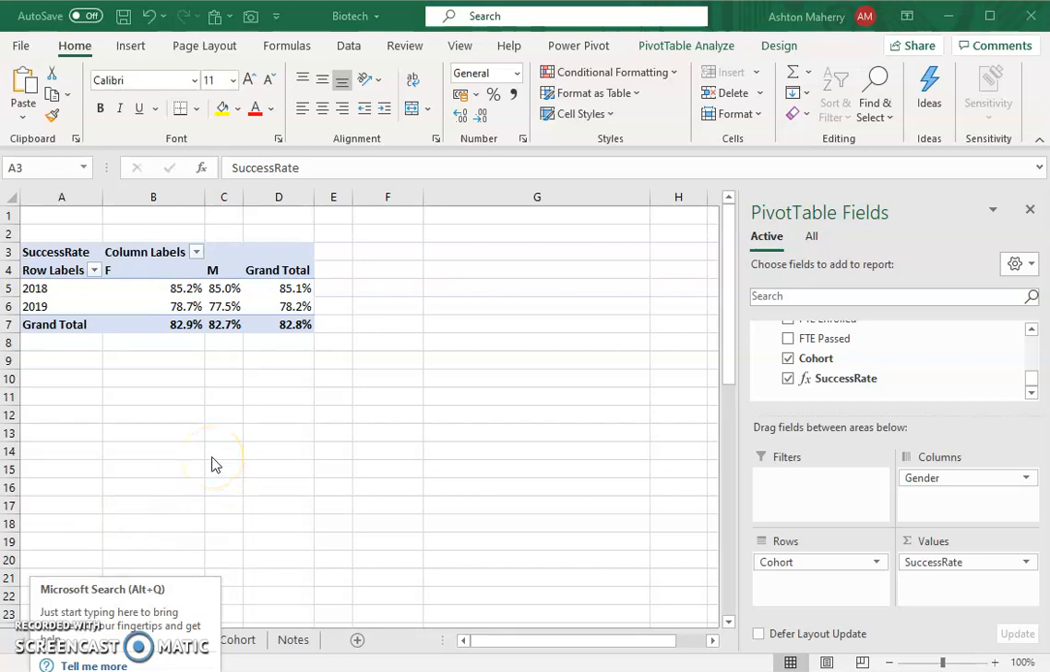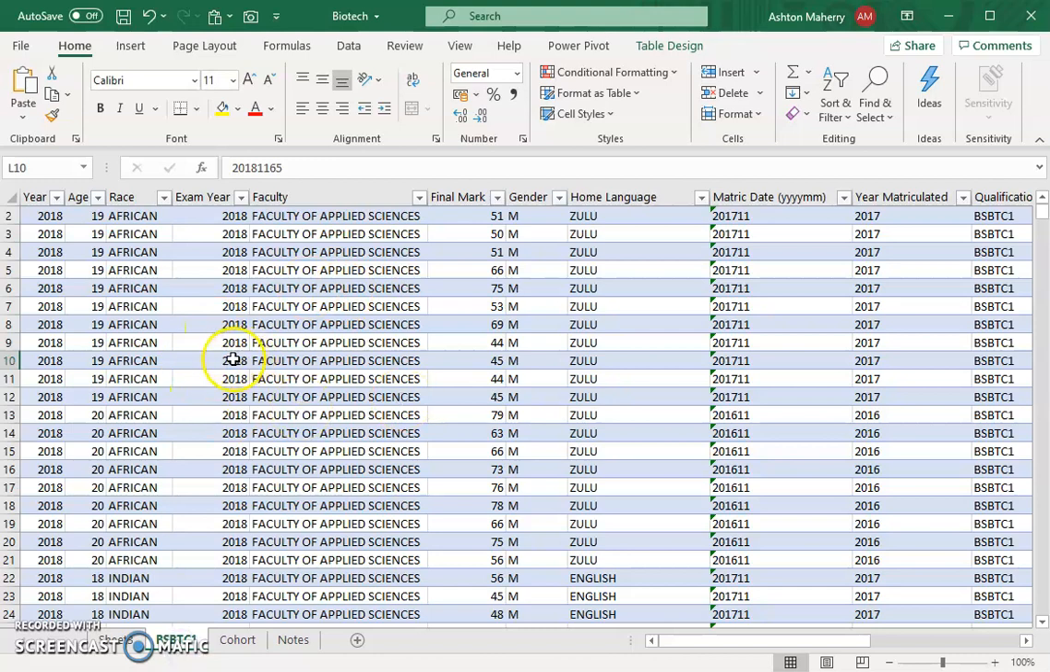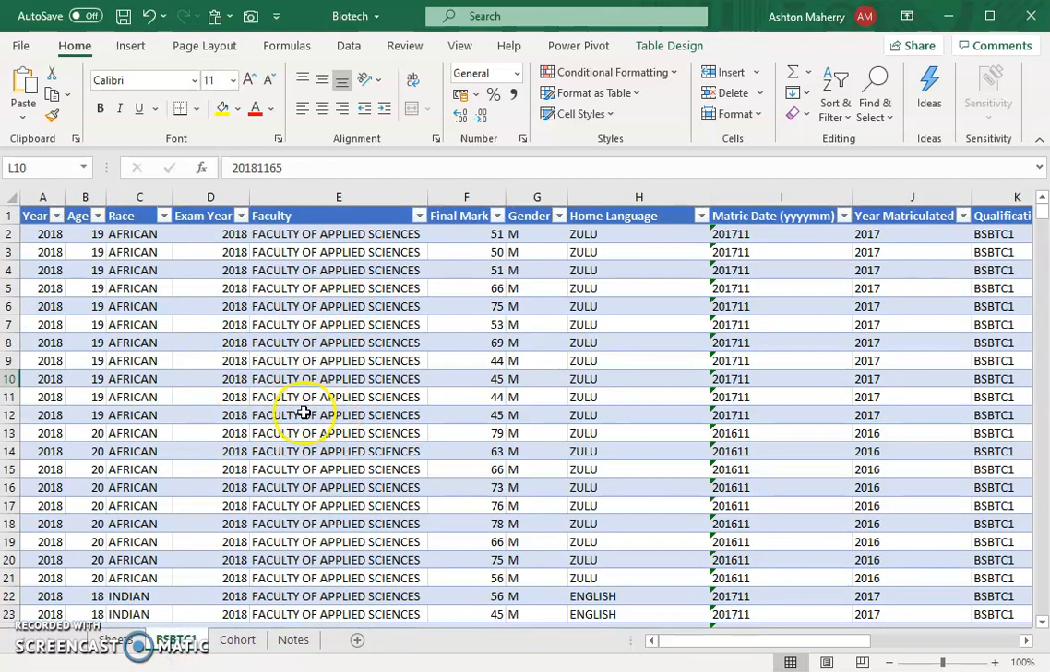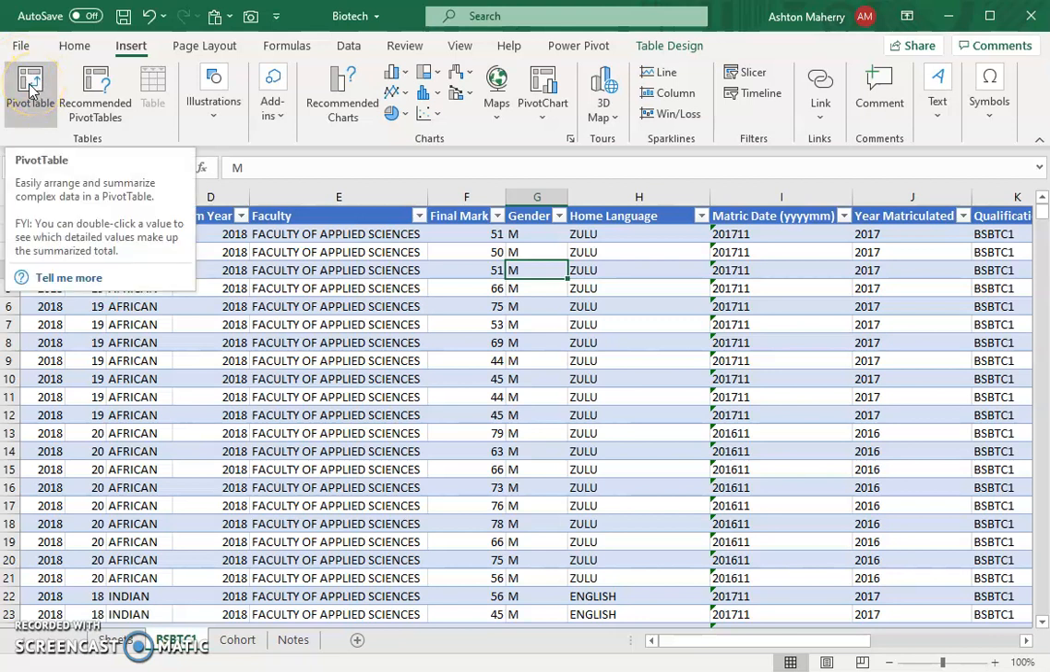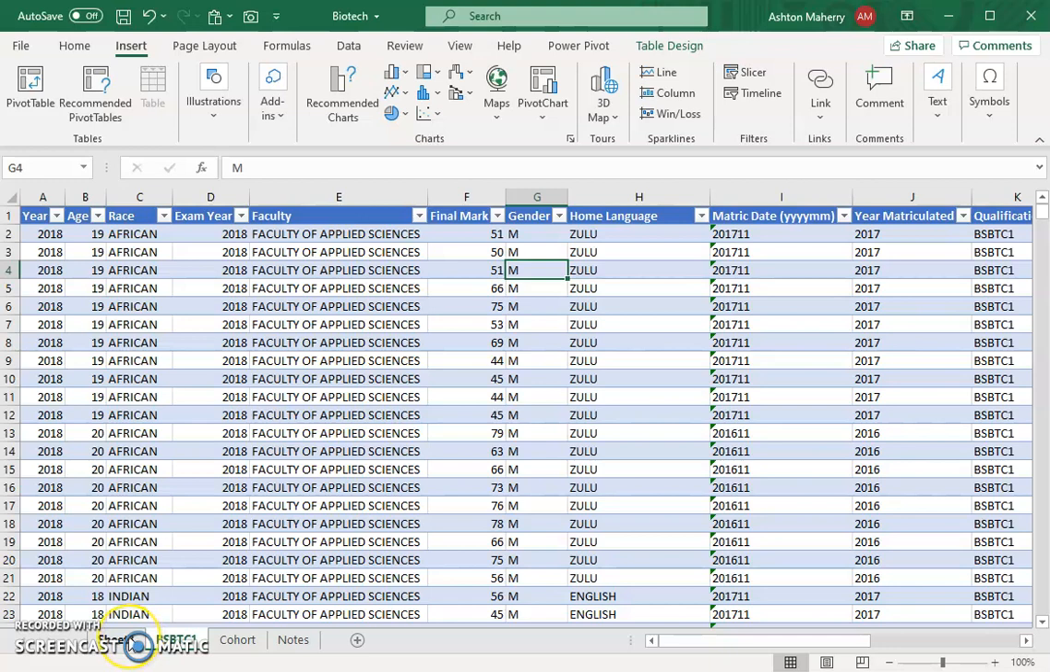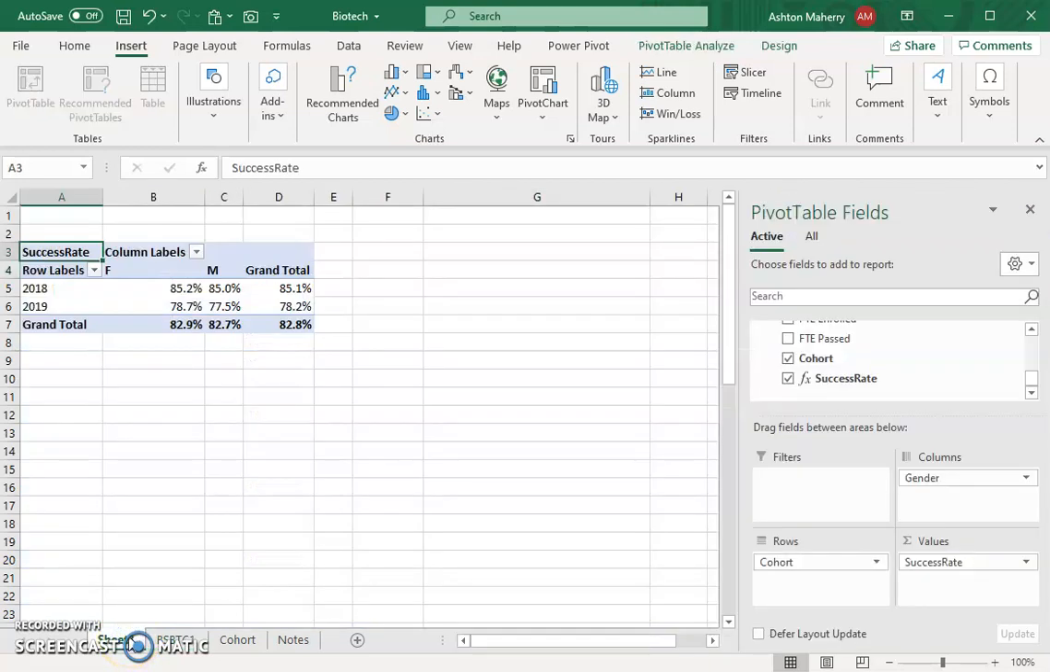So let us just remind ourselves of what we've gone and done. We had our data, we put it into tables, insert table. We then said we wanted to summarize it, and we said insert pivot table. And we put it into a data model. We then said we wanted to calculate success rate, and in order to do that, we right-clicked and we said add measure.